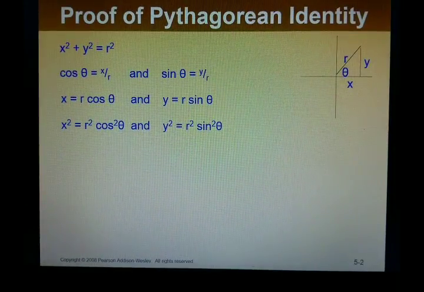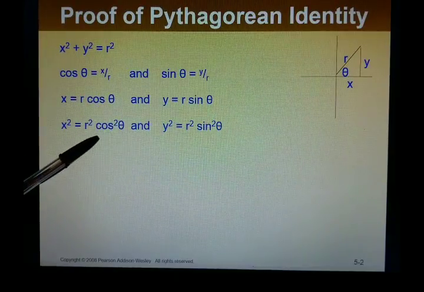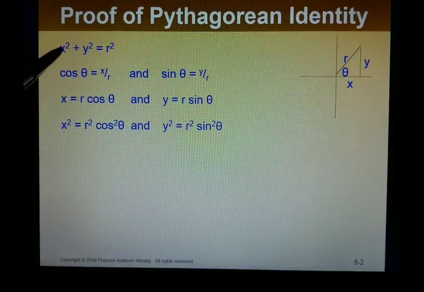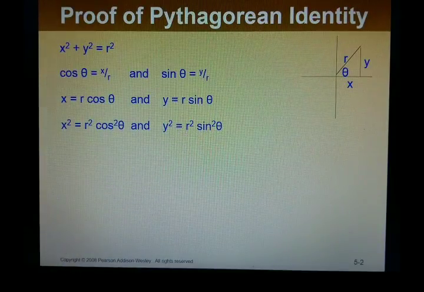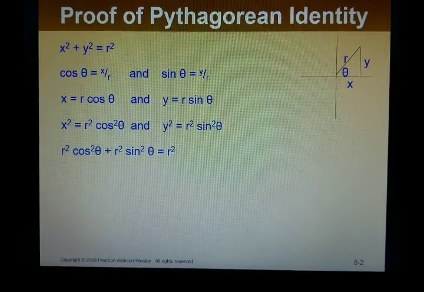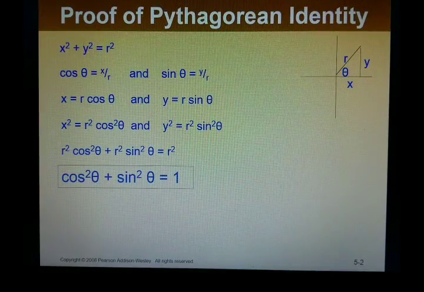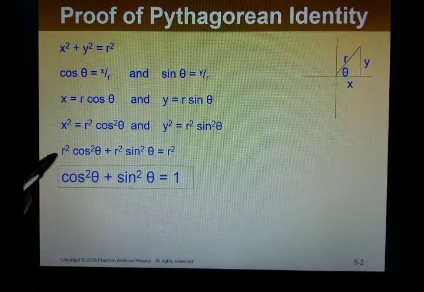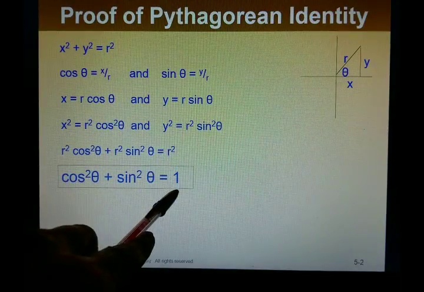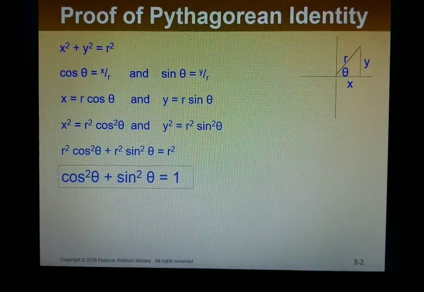We're now going to substitute. I'm going to substitute this r squared cosine squared theta for the x squared, and I'm going to substitute r squared sine squared theta for the y squared. In doing so, I can now factor out r squared. And when I factor out r squared and divide both sides by r squared, r squared divided by r squared is 1. And that gives me cosine squared plus sine squared equals 1. And that is your first Pythagorean identity.